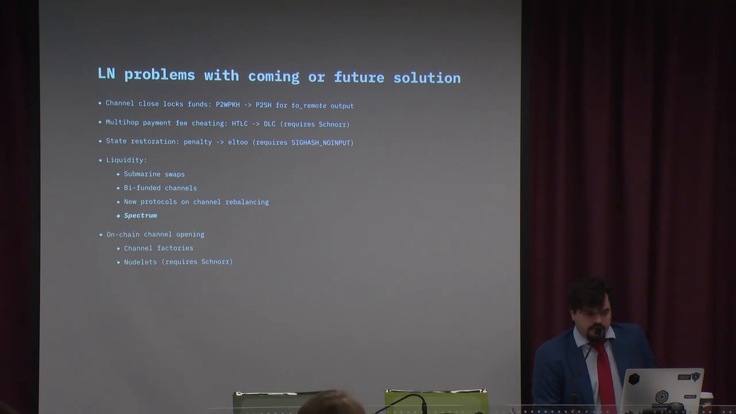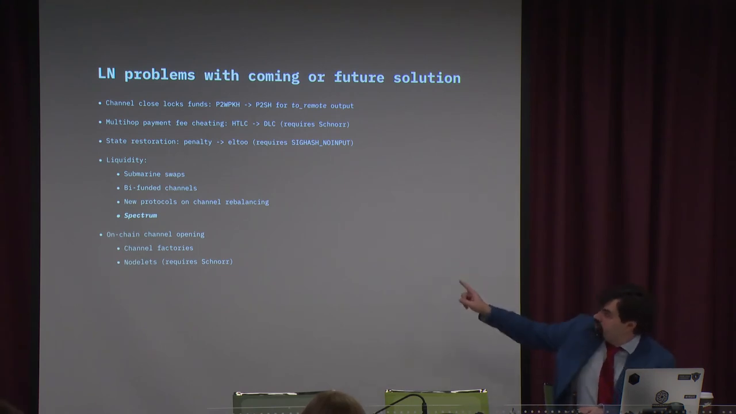So the first of these problems is something which we can name an attack associated with the to_remote output, which is hard to explain in two words, but basically, for now the to_remote output is a pay to witness public key hash output, so the remote node can receive the funds instantly after the channel close, and the local node will receive funds after the delay. And this distorts the incentives during the channel closing process, and the solution for that is to move to pay to witness script hash for the to_remote output, with the letter W there before script.